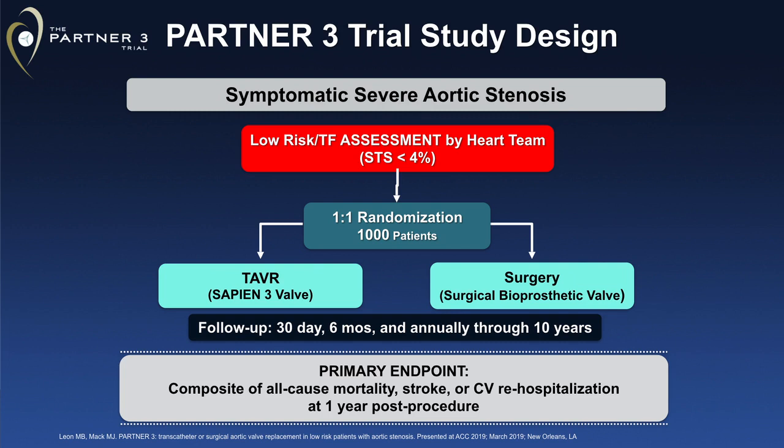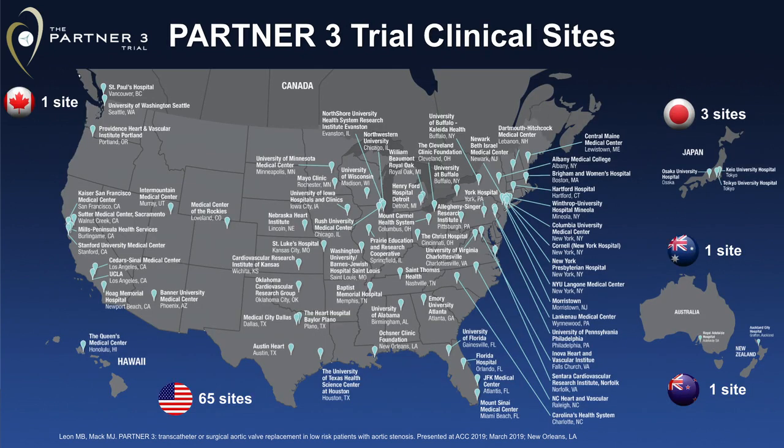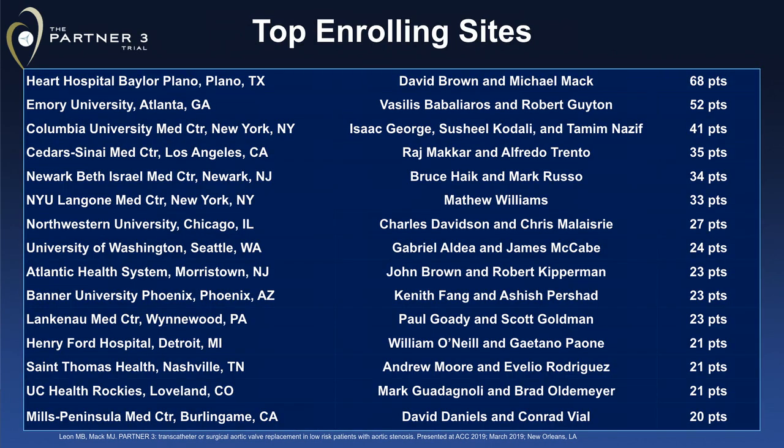The primary endpoint of the study was to look at the composite of any cause of death, strokes, or rehospitalization for cardiovascular reasons at 1 year after the procedure. So they enrolled 65 sites in the US, including Hoag locally, Canada, 3 sites in Japan, 1 site in Australia, and 1 site in New Zealand. These were the top enrolling sites, and you can see that actually Cedars-Sinai was one of the top 5 enrolling sites.